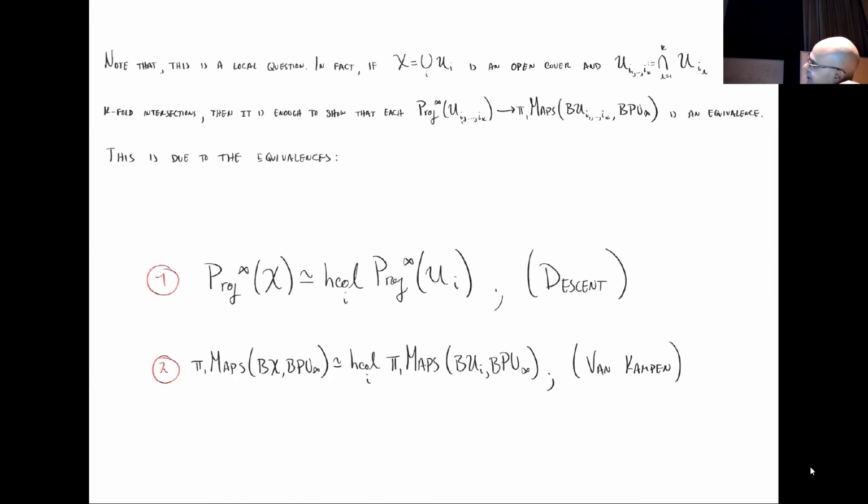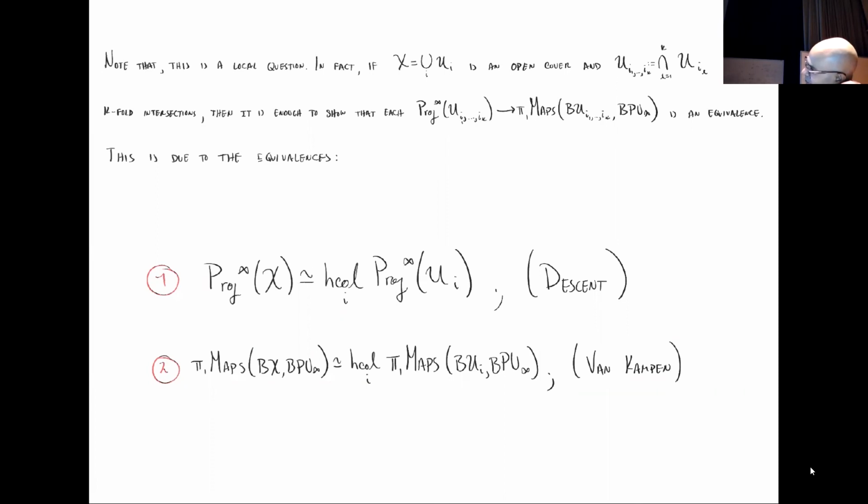So in fact, if we take an open cover of X by open substacks, and I denote by this the k-fold finite intersections of the elements of the covering, then it is enough to prove that the restricted functors on these finite intersections are equivalences of groupoids.